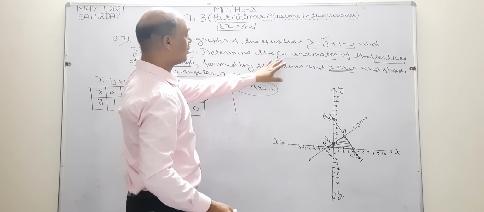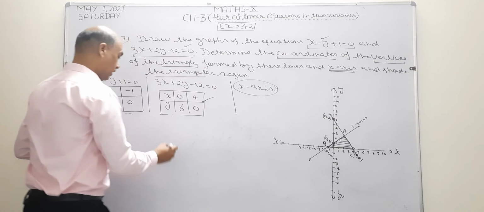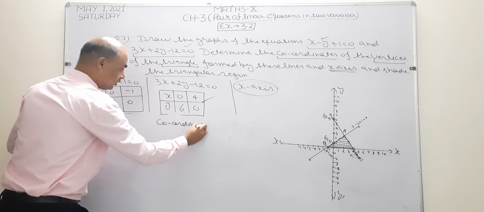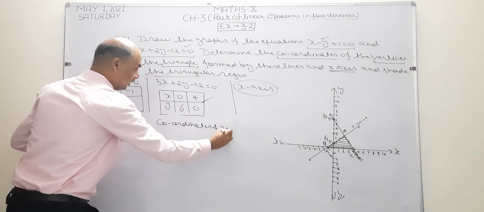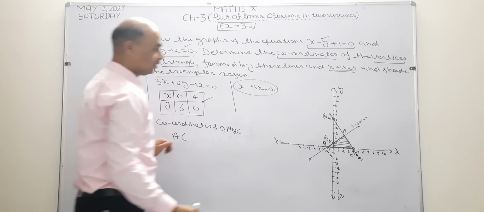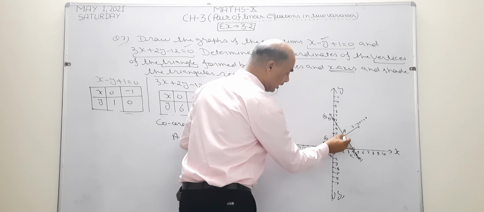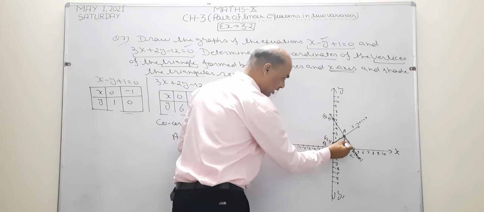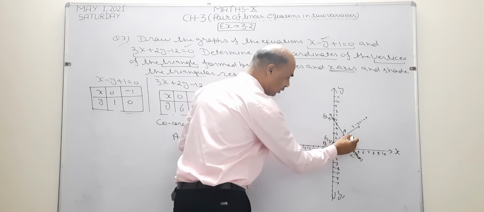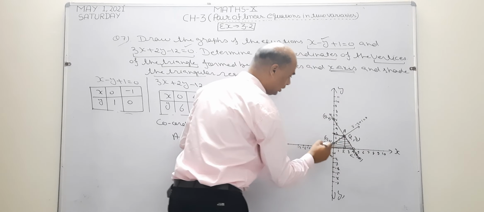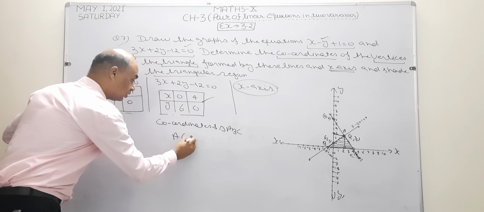Now we have to find the coordinates of the given triangle. Right here, coordinates of triangle ABC. I am going to write the coordinates of A. See, where is point A? Here is this point A. Now I am going to take this point towards the x-axis. When I take it towards the x-axis, the value of x becomes 2. When I take this point towards the y-axis, then it is going to touch there. So the value of y becomes 3. So the coordinates of A become 2 and 3.